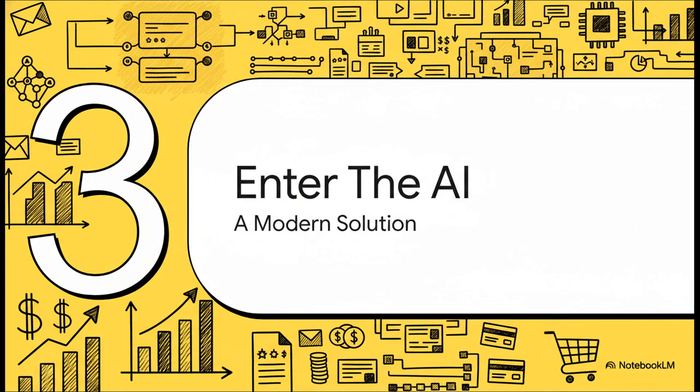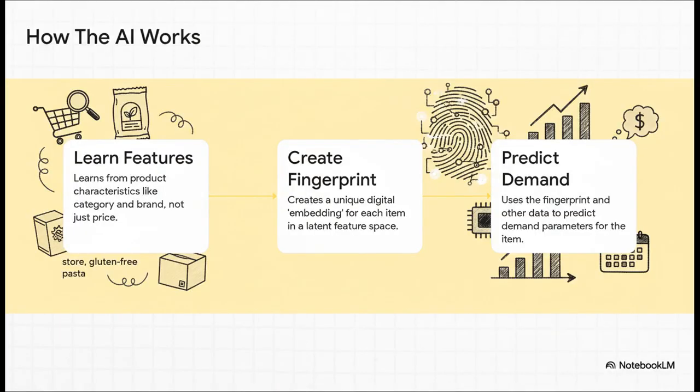So to solve this very modern problem, researchers are turning to an equally modern solution: the artificial neural network. All right, so instead of just staring at price history, the AI model takes a completely different route. It looks at everything else about the product: its category, its brand, its features, you name it.